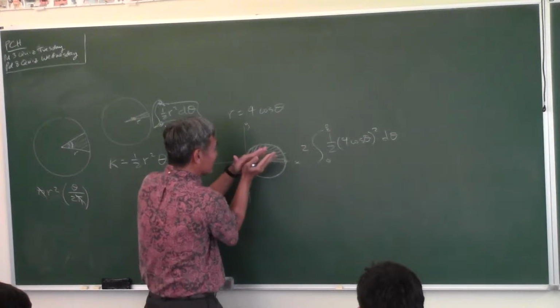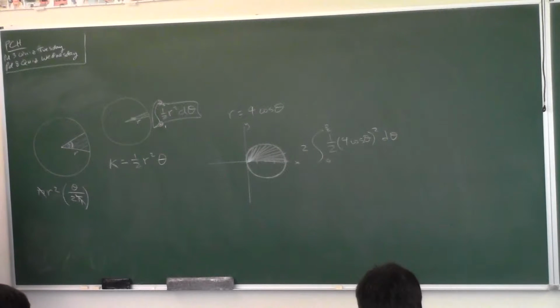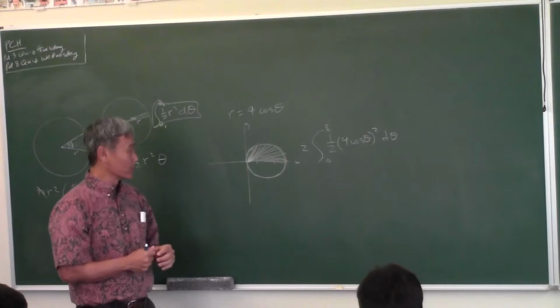And you're adding up all of these infinitesimally small sectors to get the area. That's what we're doing when we do a polar integral. Okay, now the next thing is, of course, how do we compute this integral?